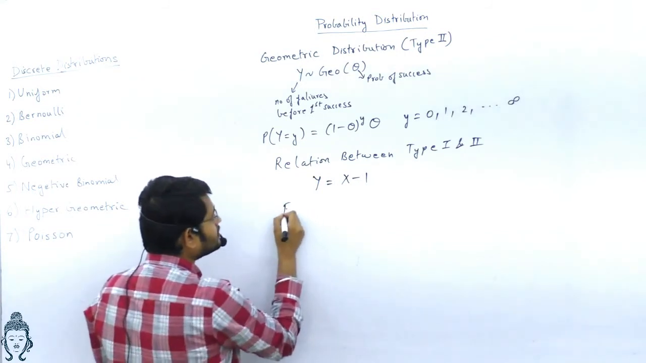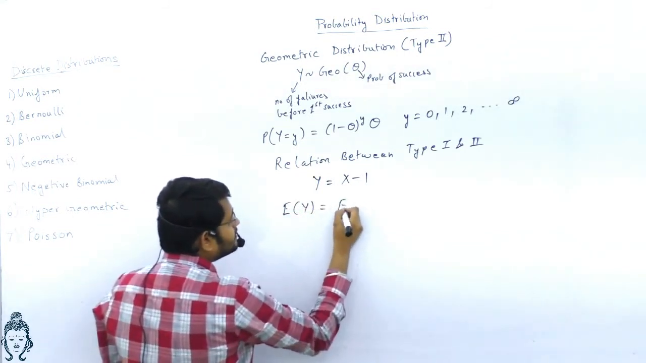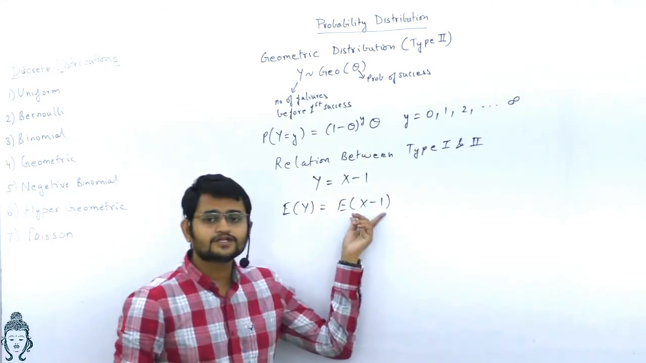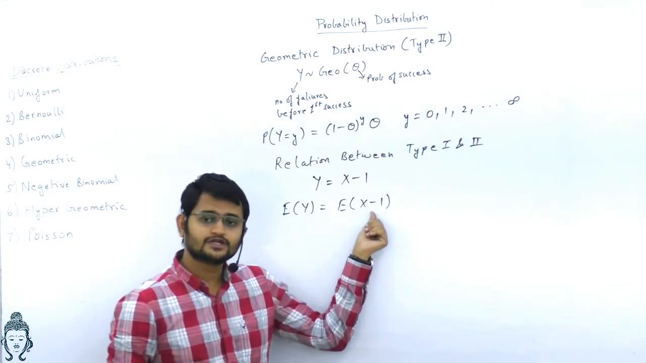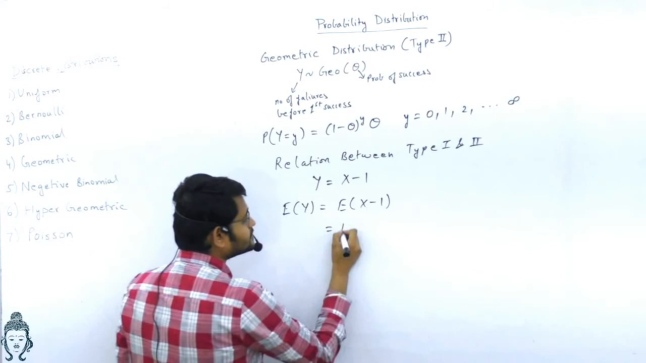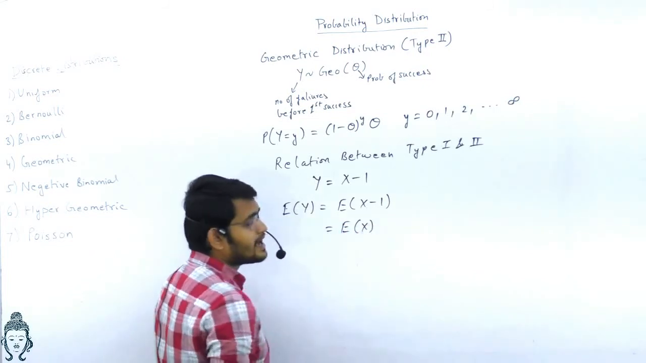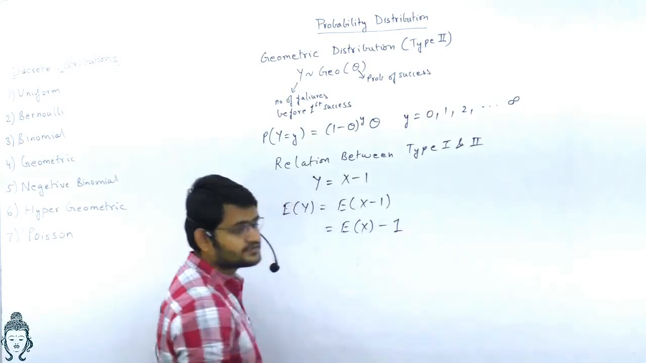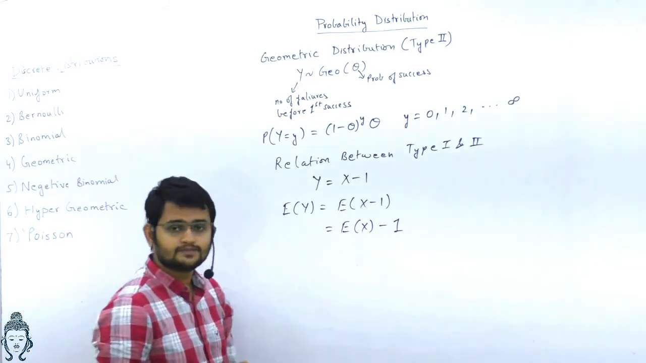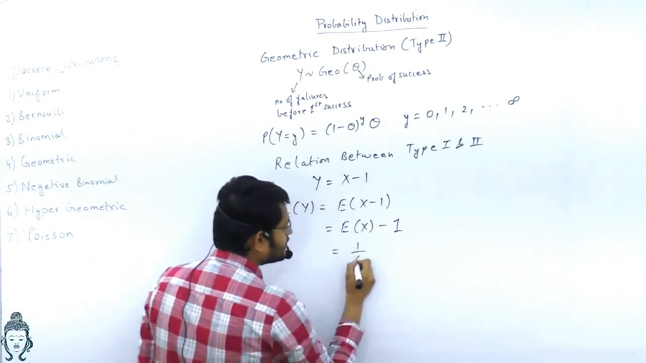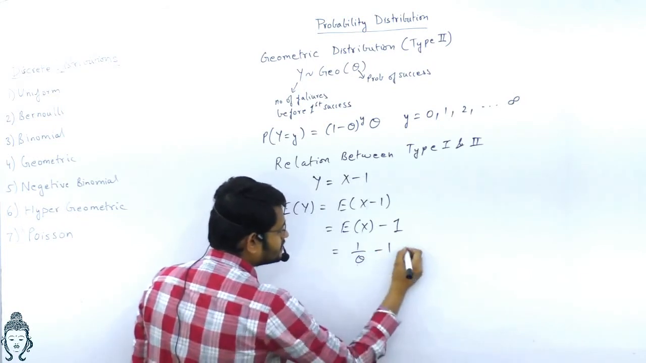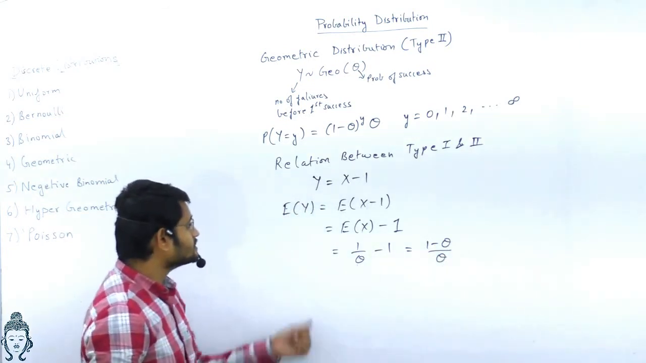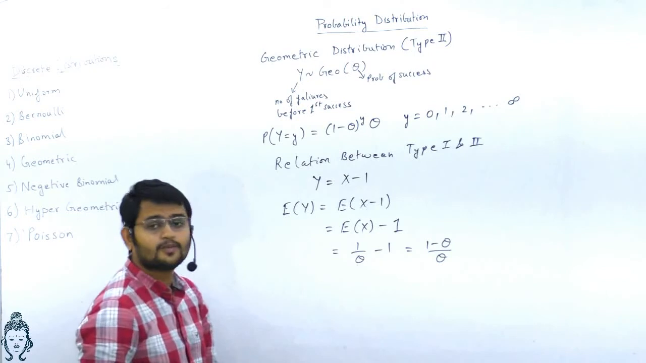So the expected value of y will be nothing but the expected value of x minus 1. If you remember, if you have expected value and we have addition or subtraction in the middle, we can give individual expected values to both of them, and the expected value of a constant is the constant itself. So we get E of x minus 1. E of x was nothing but 1 by theta. So 1 by theta minus 1 gives us (1 minus theta) upon theta. So this becomes the expected value of the type 2 geometric distribution.